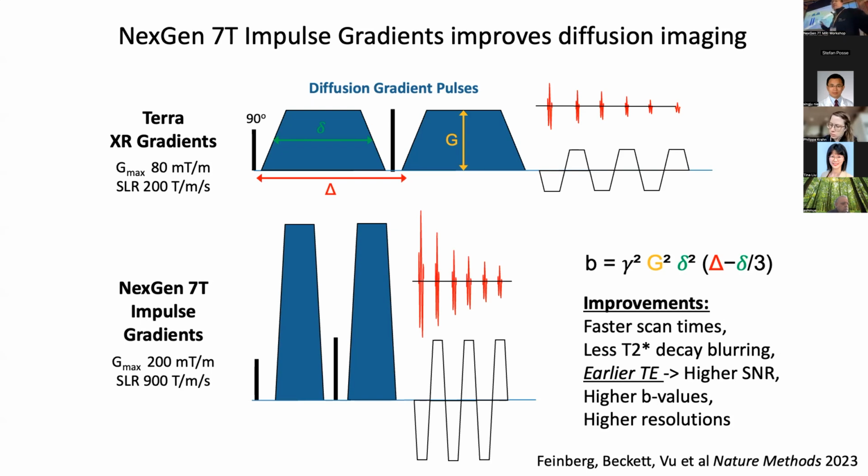And that allows you to get faster scan times and less T2 blurring. You get earlier TEs for higher SNR, and you can trade that higher SNR for higher B values and also higher resolution.